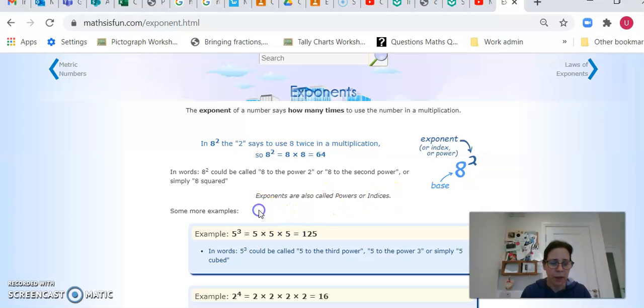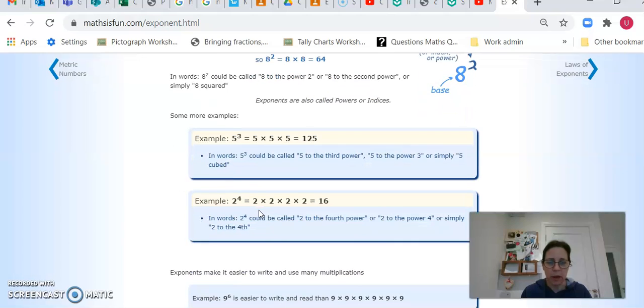All right, some more examples are here. So this one, our base is 5 and our power is 3. So that means we multiply 5 3 times. 5 by 5 by 5 is 125. Okay, in words, 5 to the power of 3. Oh, sorry, it says it here. So this could be called 5 to the third power, 5 to the power of 3, or simply 5 cubed.